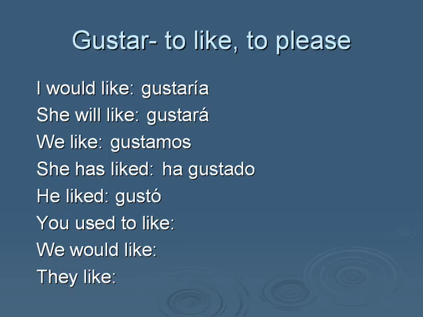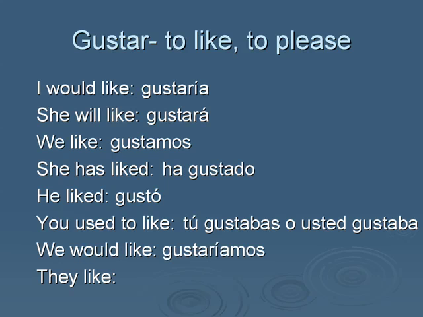He liked. Él gustó. You used to like. Tú gustabas o usted gustaba. We would like. Nosotros gustaríamos. They like. Ellos gustan.